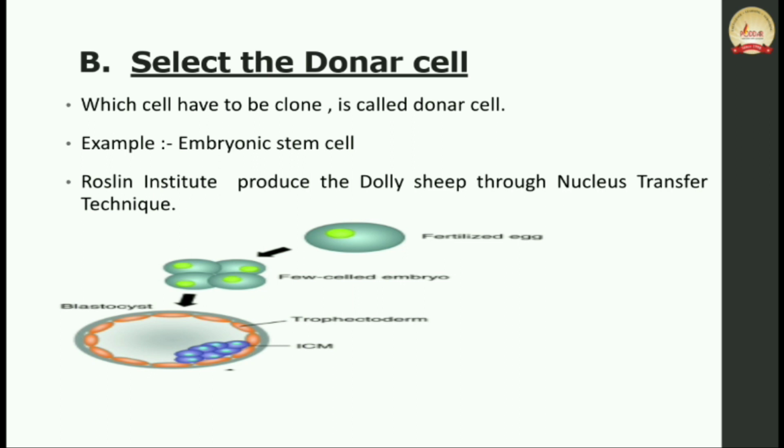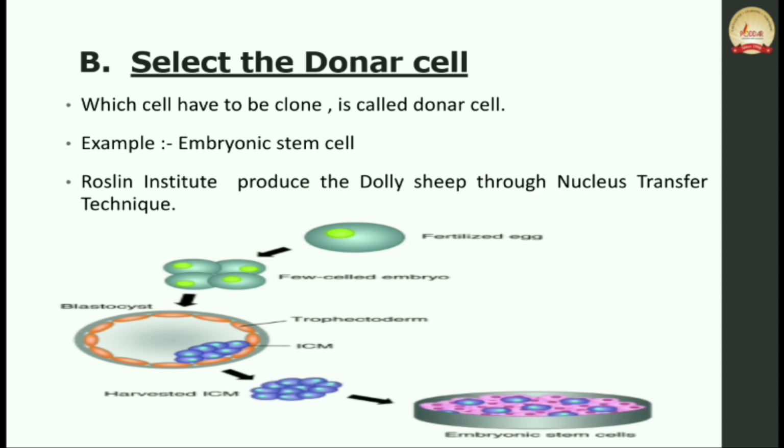Next, select the donor cell. Which cell has to be cloned? It is called the donor cell. Example, embryonic stem cell. The Roslin Institute produced Dolly the sheep through the nucleus transfer technique. They selected the fertilized egg, and this fertilized egg was cleaved to the blastomeric condition. In the blastomeric condition, the blue cells are known as ICM, meaning the inner cell mass, which are separated out and cultured in the medium, and this is known as embryonic stem cells.